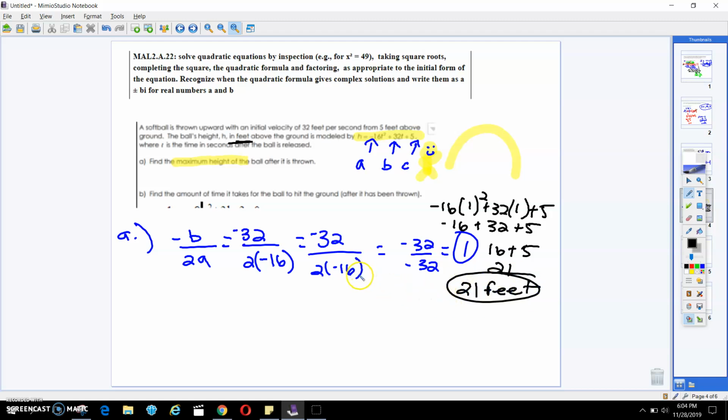Okay? Cool? All right, because this is finding the vertex. This is your vertex formula. Throwback to the old days.